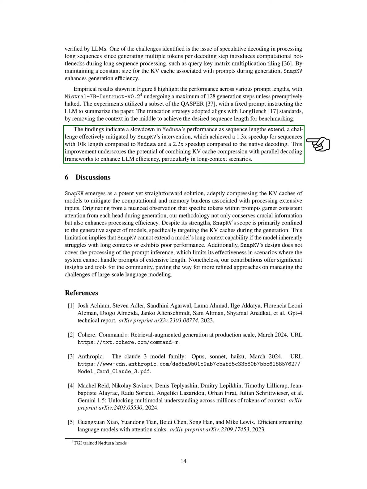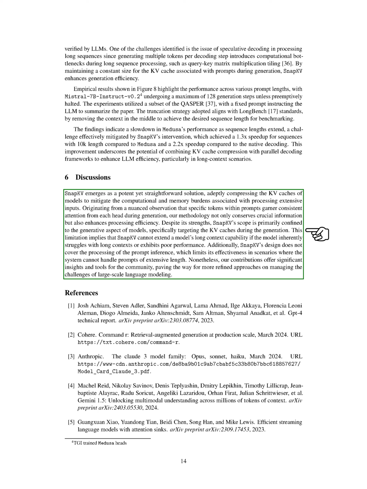Section: Discussions. In this section, we discuss SnapKV, which is a powerful yet simple solution that efficiently compresses the KV caches of models to reduce the computational and memory load when dealing with large inputs. We noticed that certain tokens in prompts consistently attract attention from each head during generation, and our approach not only saves important information but also improves processing speed.